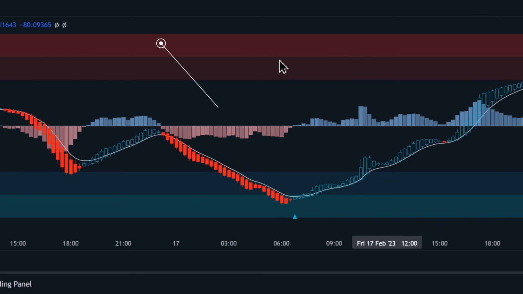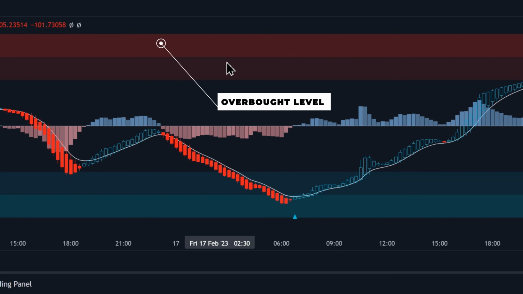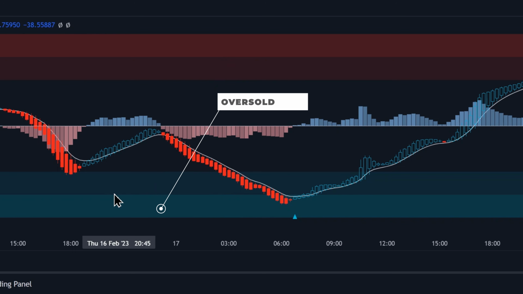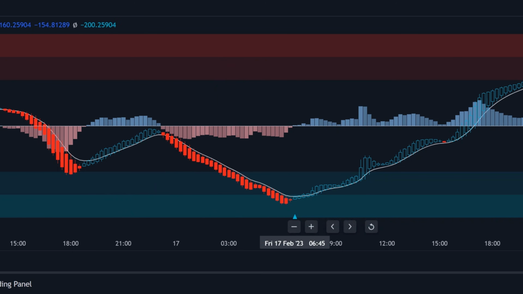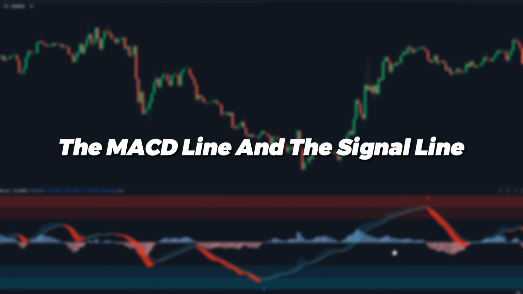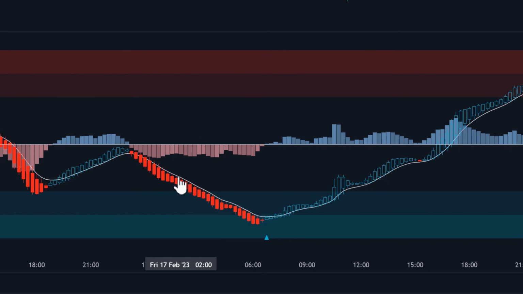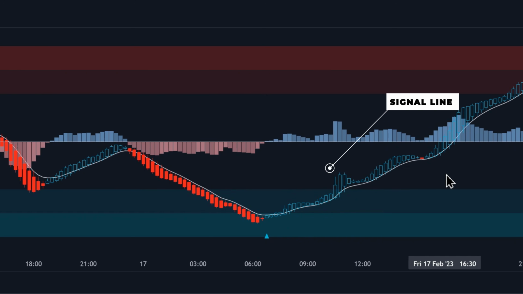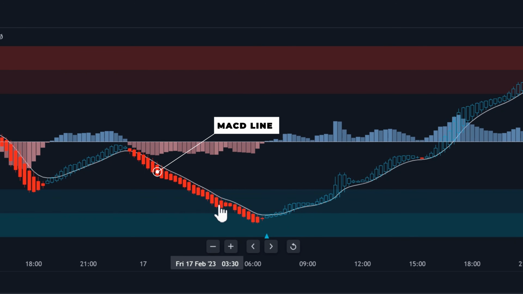This upper red level is called the overbought level. This lower blue level is the oversold level. Now, just like the traditional MACD indicator, the standardized MACD also contains the MACD line and the signal line. This white line traversing the indicator window is the signal line. And these Heiken-Ashi candles represent the MACD line.